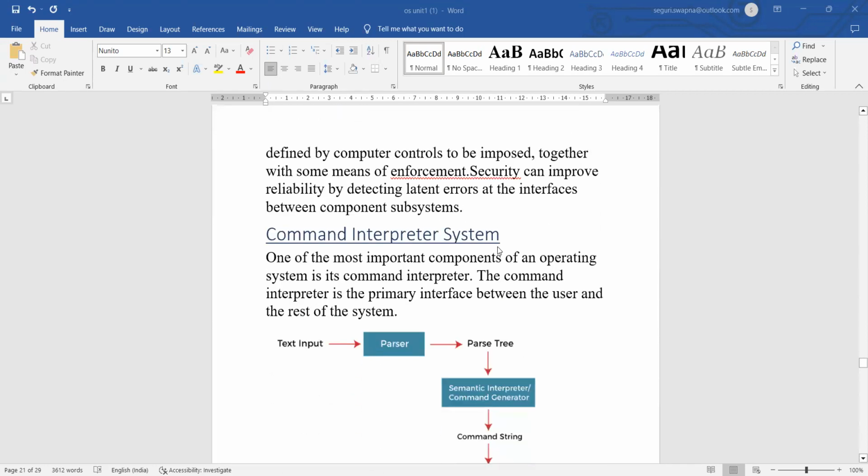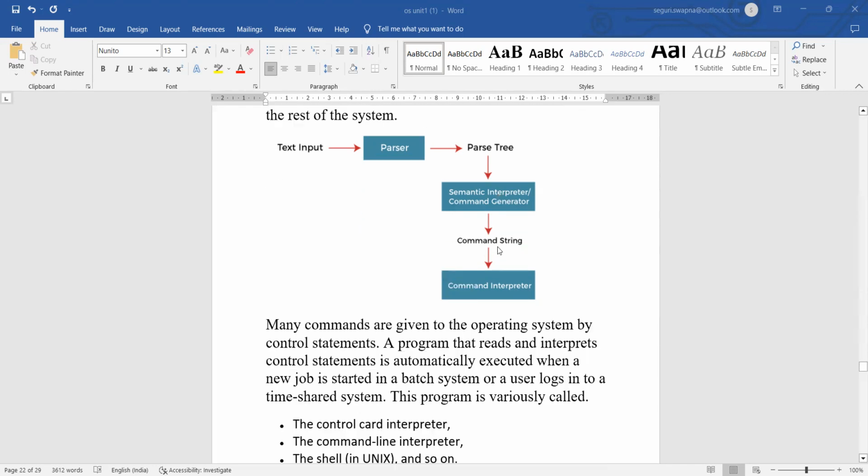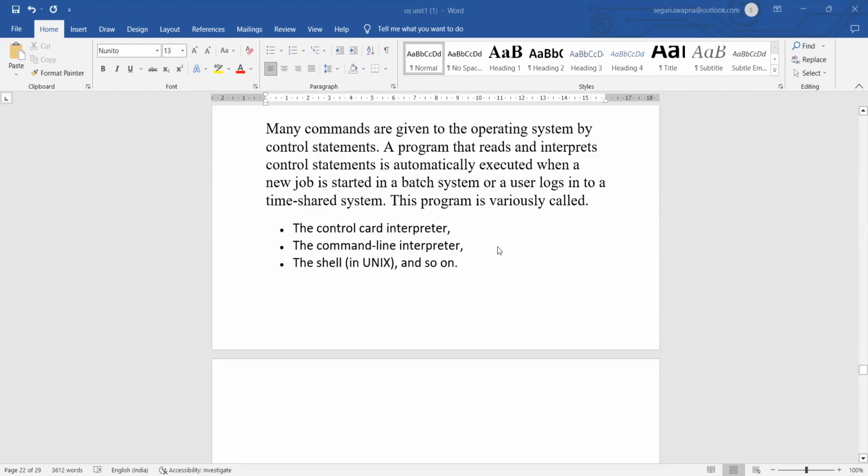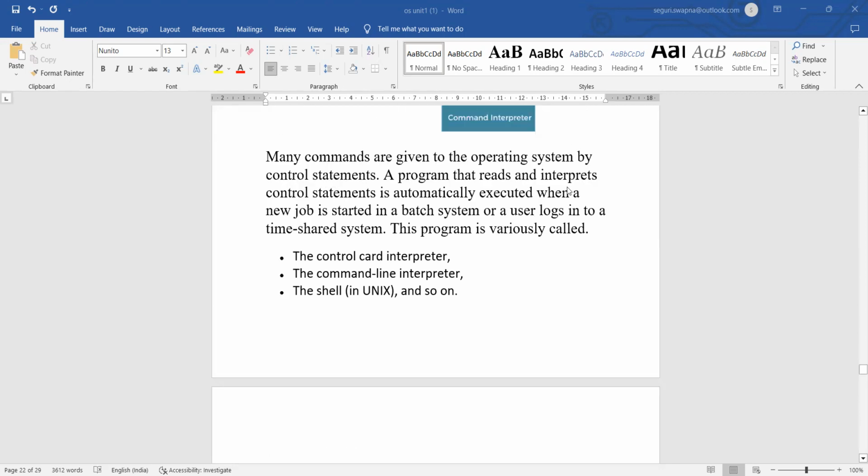Next is the command interpreter in the operating system. This acts as an interface between the user and the system. Whatever instructions the user gives are passed to the operating system in the form of control statements with the help of this command interpreter. So this is responsible to execute the commands. So these are the different types of operating systems and the components of operating system.